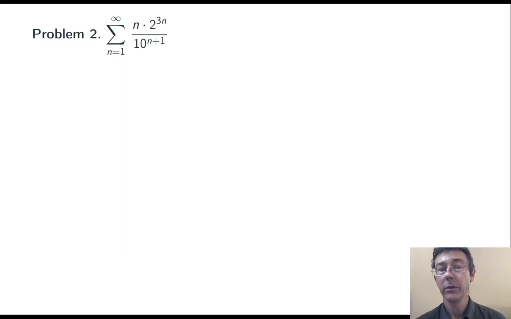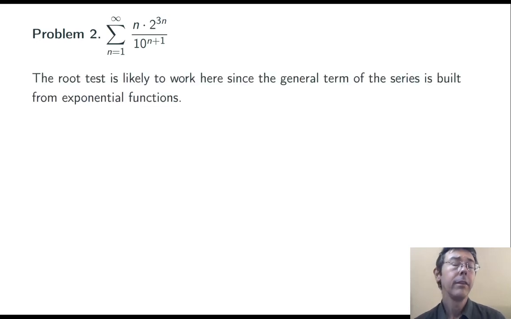Problem 2. Sum n equals 1 to infinity, n times 2 to the 3n over 10 to the n plus 1. This is another good candidate for the root test. I've got a lot of n exponents. Also, notice all the products, quotients, and powers in this general term a sub n.